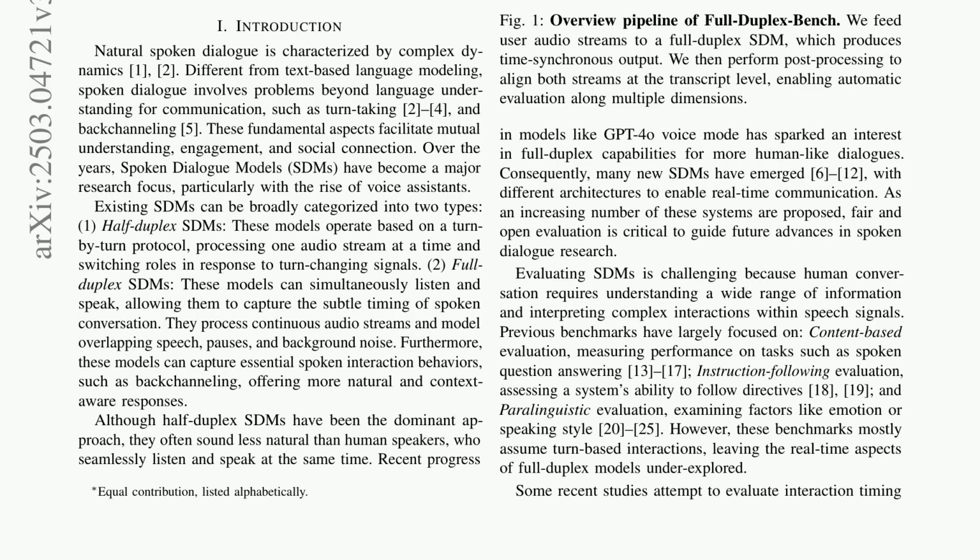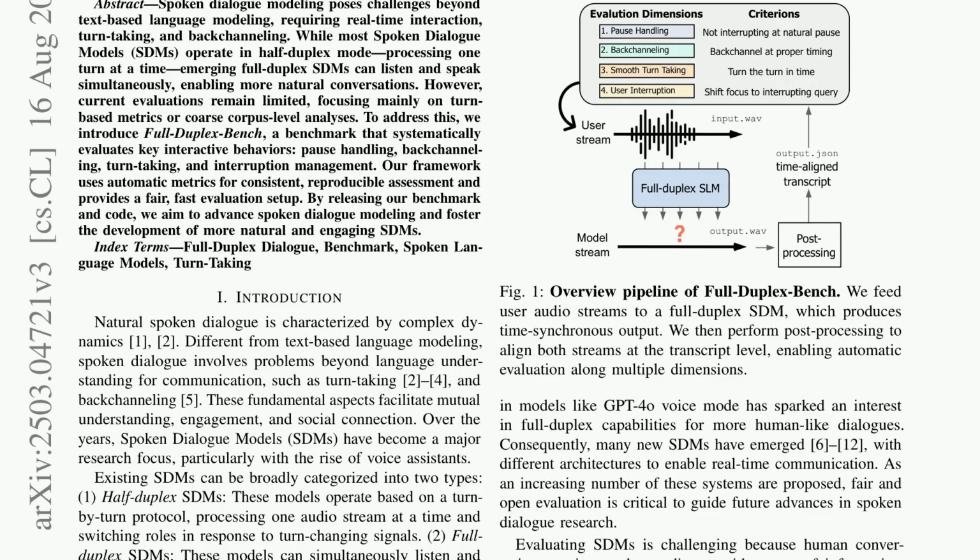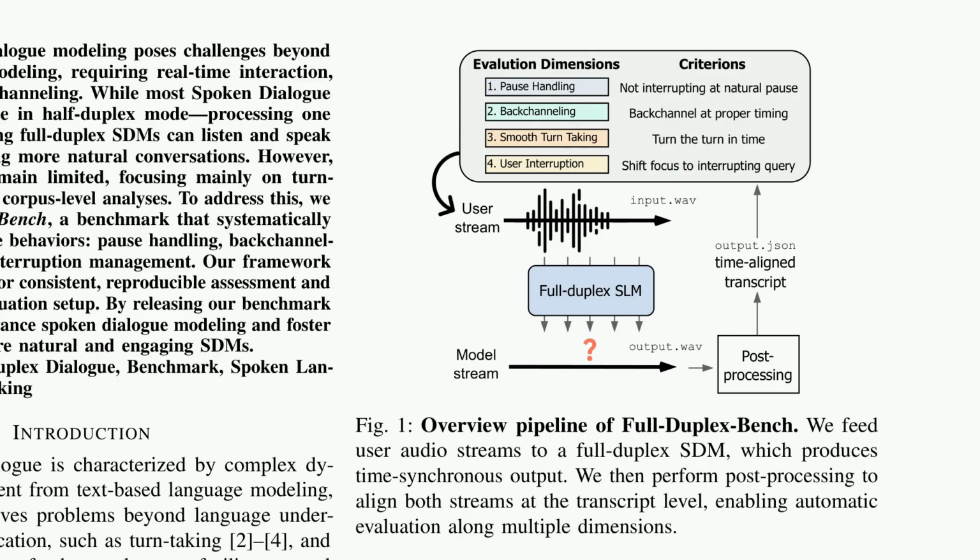Although half-duplex SDMs have been the dominant approach, they often sound less natural than human speakers, who seamlessly listen and speak at the same time. Recent progress in models like GPT-4 voice mode has sparked an interest in full-duplex capabilities for more human-like dialogues. Consequently, many new SDMs have emerged, with different architectures to enable real-time communication. As an increasing number of these systems are proposed, fair and open evaluation is critical to guide future advances in spoken dialogue research.